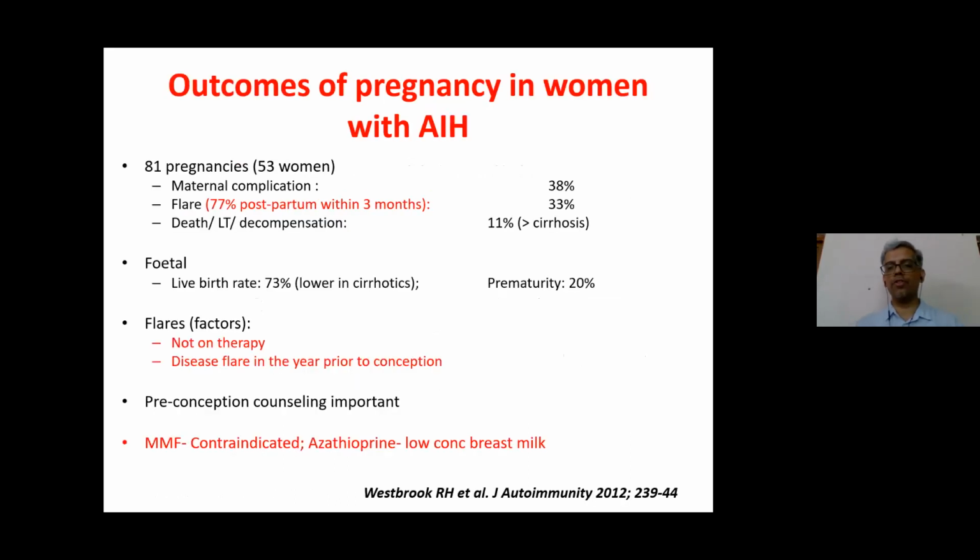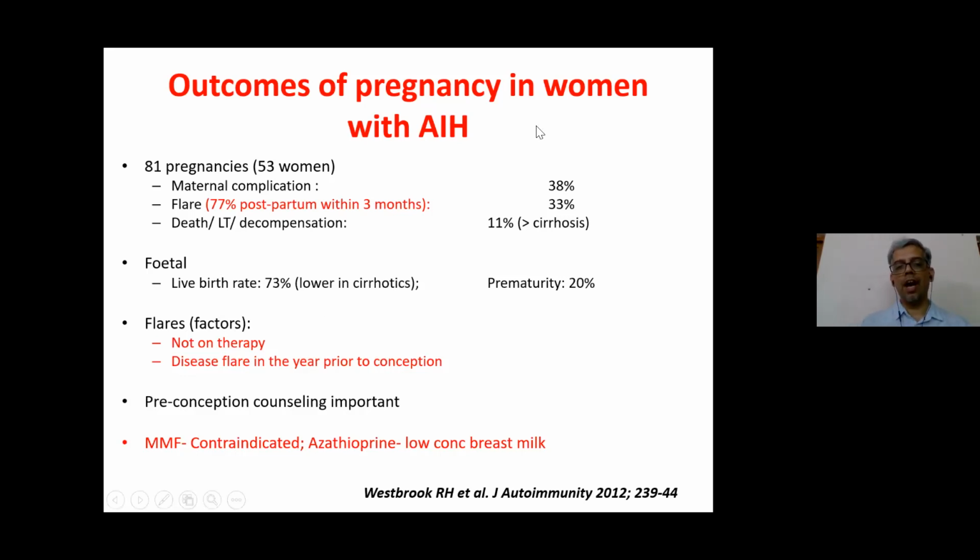Pregnancy is an important issue which we need to talk about. Maternal complications and fetal complications are higher than in the general population. The patients who have cirrhosis have a lower live birth rate. Flares occur in those patients who have not been treated well in the initial part of the pregnancy or the first year of conception. So those patients who have activity will have a higher chance of getting complications during the pregnancy or later down the line.